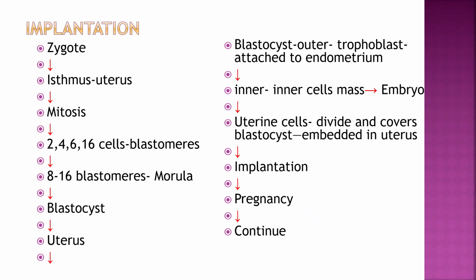So the zygote formed travels to the isthmus of the uterus, then mitosis takes place, then 2, 4, 8, 16 cells are formed, they are called blastomeres. Then the 8 to 16 blastomere stage is formed, that is called morula. Then it is converted into the blastocyst in the uterus. The blastocyst converts into the outer part, the trophoblast, attached to the endometrium, and the inner part, the inner cell mass, forms the embryo. The uterine cells divide and cover the blastocyst, and it is embedded in the uterus. That is called implantation, and then pregnancy continues.